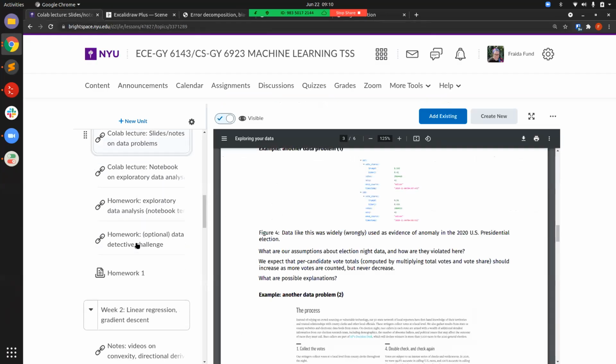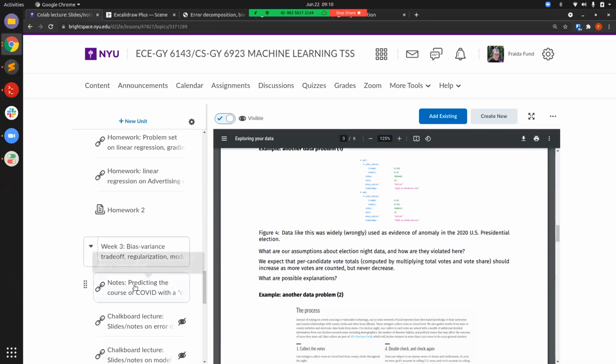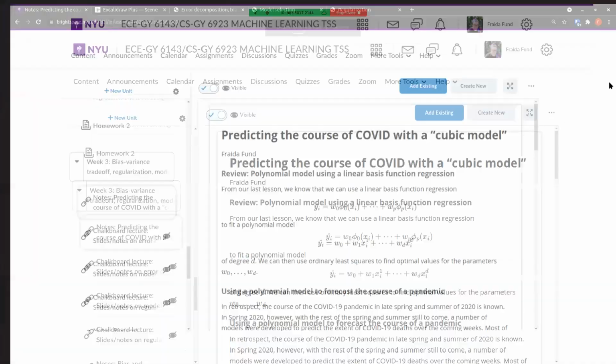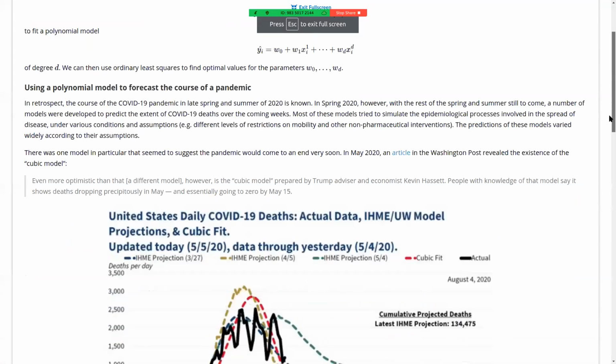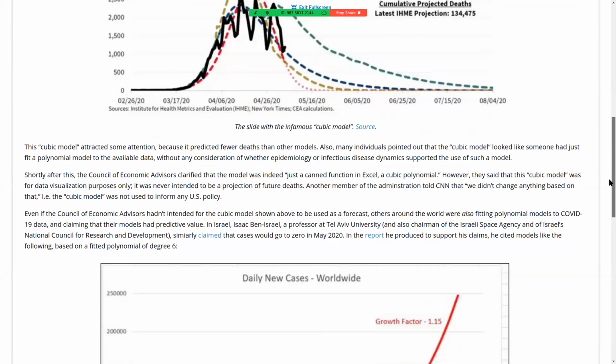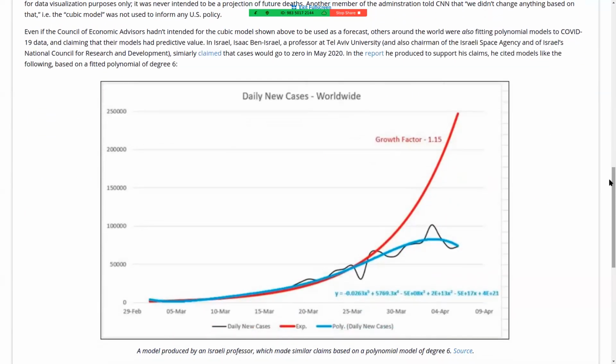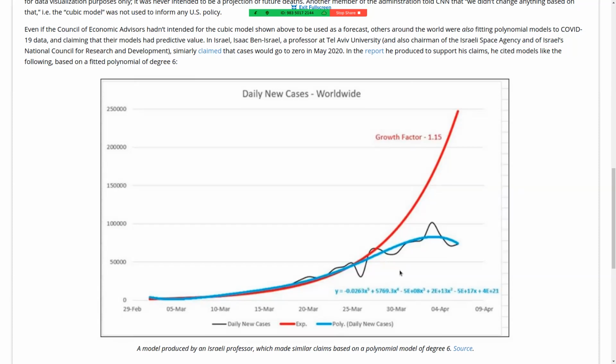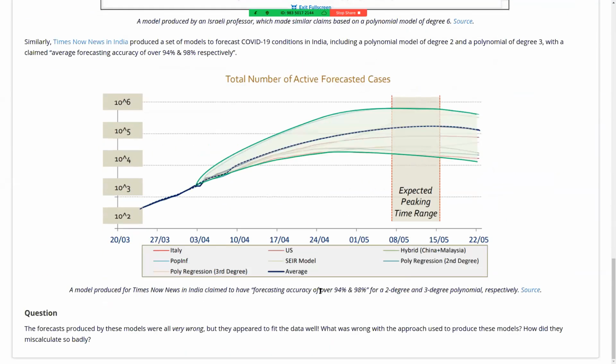In the notes for this week, I asked you to read a little bit about a cubic model that was used several times last year to try and predict future COVID cases, where various people tried fitting various linear basis function polynomial models to this data. They claim to have very good results. For example, this one from a news organization in India claims a forecasting accuracy of 94% or 98% for two different models. But after the fact, their models turned out to perform very poorly. The predictions of the model did not even come close to coming true.